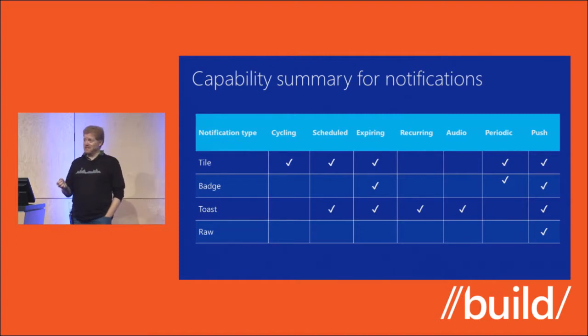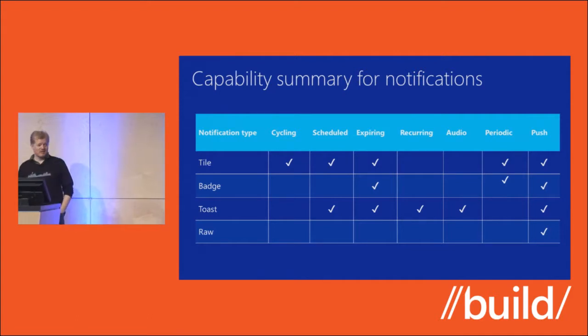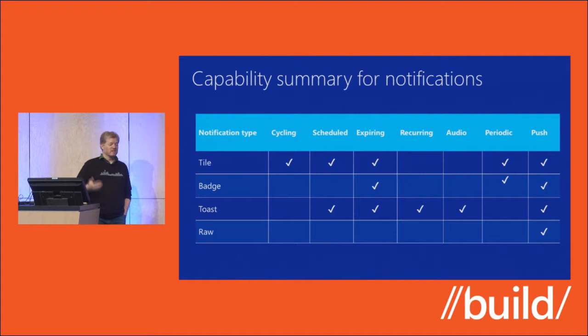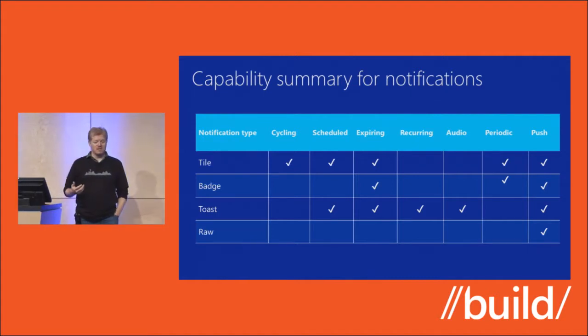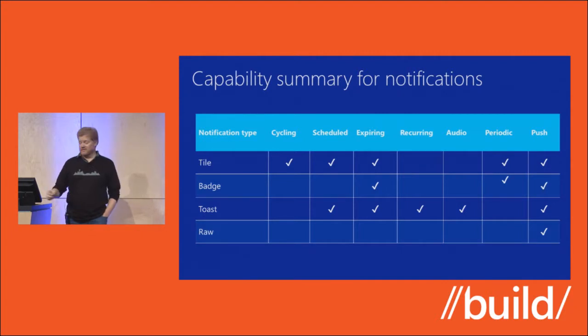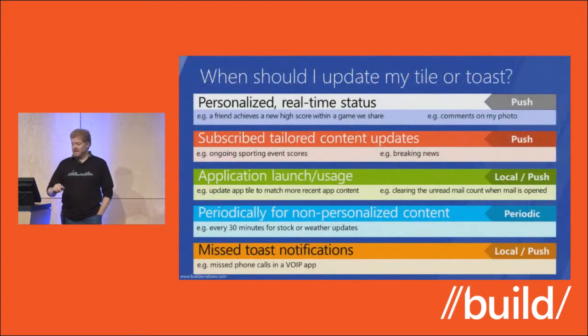Recurring toast: you can have a recurring toast that keeps showing up, so that if it fades away after a certain amount of time, it will show up again in a couple of minutes. You use this for calendar reminders, like you're probably used to, and those can also have audio. You can have periodic tile and badge updates. And then push notifications, you can basically use across the board, and raw notifications as well. That's the one case where raw notifications only work there. You don't have periodic raw notifications, for example.